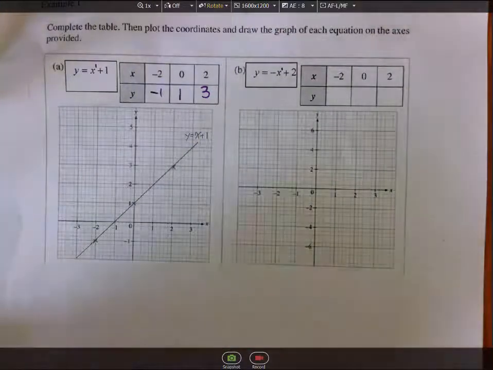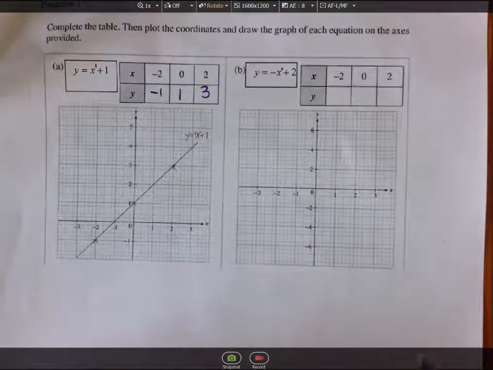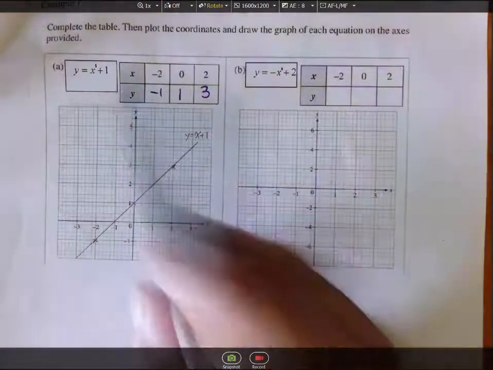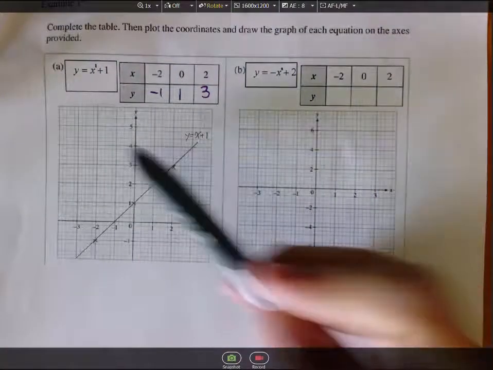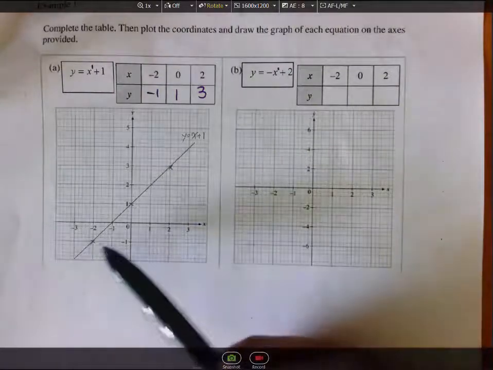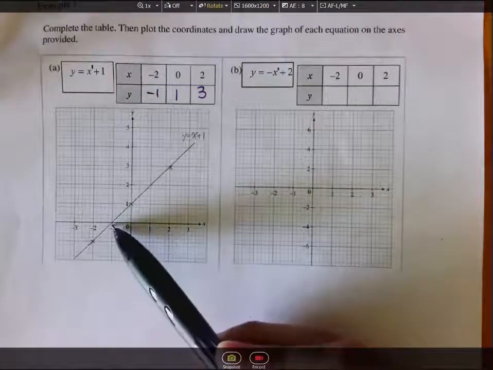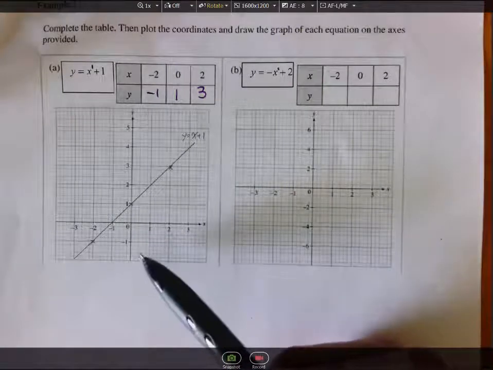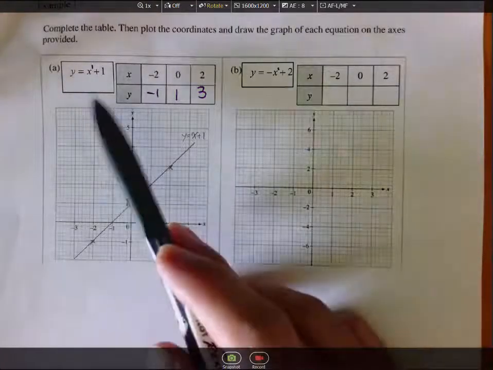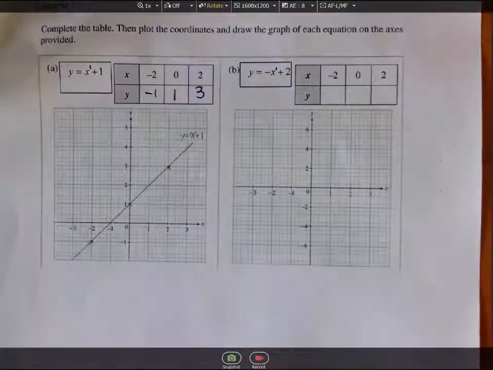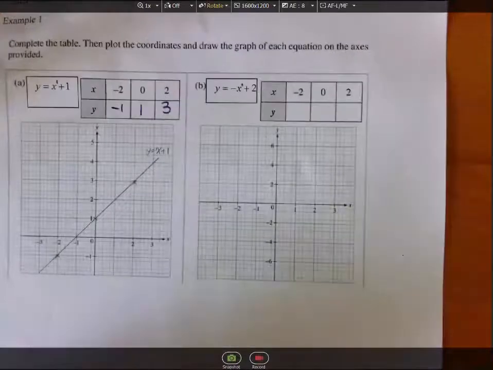What is a graph? Basically a graph shows you all the different possible combinations of x and y. For example, for this equation, when x is 3, y is 4. When x is 1, y is 2. When x is -1, y is 0. So basically a graph gives you all the infinite possible combinations of x and y for this equation.